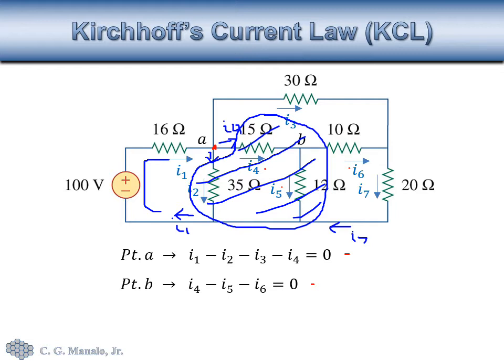So we can do a formulation there. We can write KCL as currents entering. So we have I4 plus I7, and another one entering, which is I sub 2 here, minus the leaving currents, I sub 1 and I sub 6, which must also equal 0.